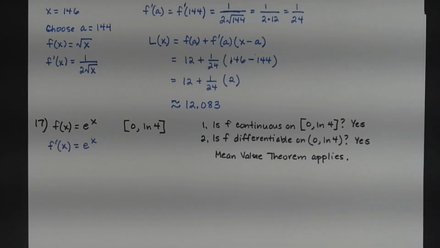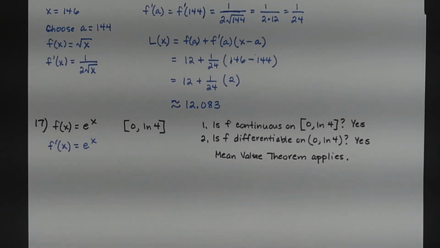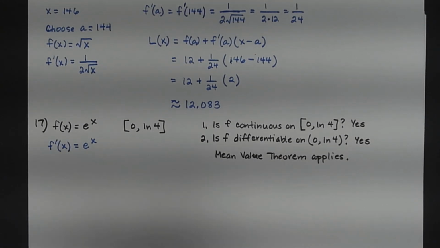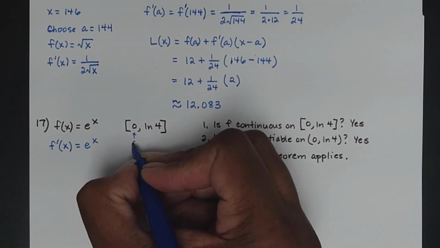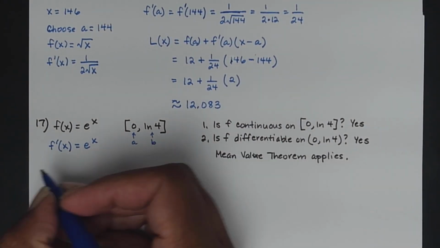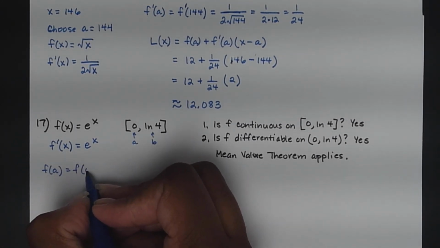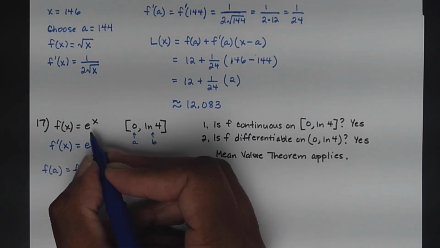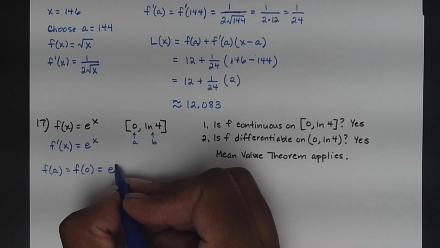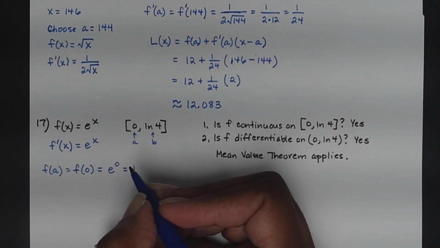Now what I'm going to do here is find out what f of a is and f of b is. Here's a, that's 0, and your b is natural log of 4. So f of a, which will be f of 0, and my f of x is e to the x, so this will be e to the 0, which is 1.